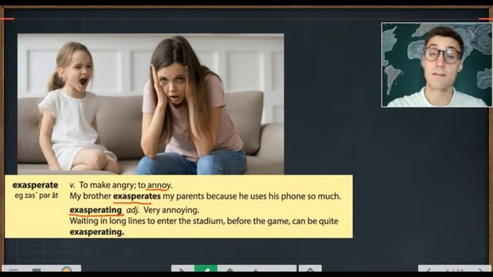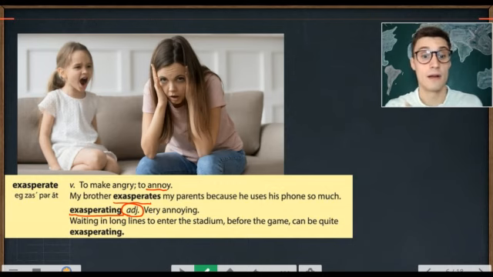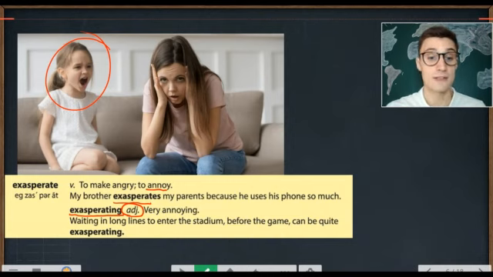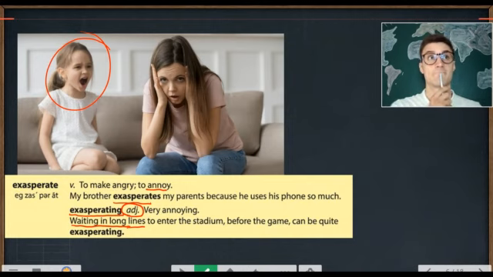Exasperating is a different form of the word with an adjective meaning. We use the word exasperating to describe something or someone who is very annoying. This is an exasperating girl. Waiting in long lines to enter the stadium before the game can be quite exasperating. So waiting in long lines can be exasperating. What do you find to be exasperating? When the Wi-Fi is down for no good reason, it can be exasperating, yes?